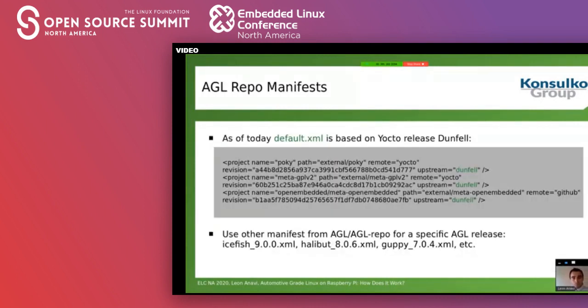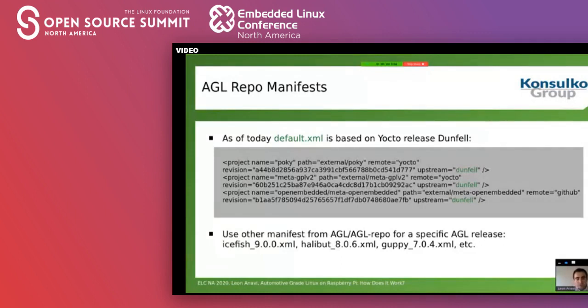AGL master, as of the moment, is based on Dunfell. Here is a code snippet taken from the default.xml. This is the repo manifest that we are actually using for the build that we did in the previous steps, because when we did this repo init command, what it actually did was to download this default.xml manifest and use it to do the repo sync. So here you see the exact revisions from the build that we did, or at least I did at the time when I did it, and the upstream is referencing the latest stable release of the Yocto Project, Dunfell.